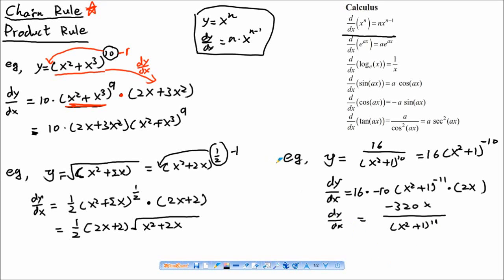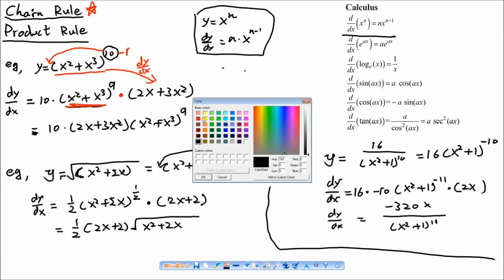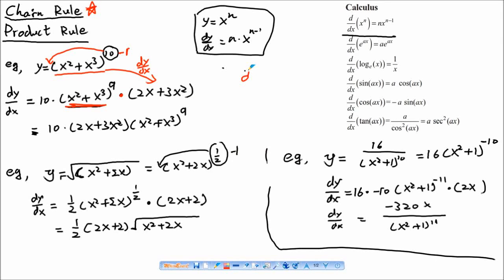Okay, this is basically your chain rule, and in your book your chain rule is written as dy dx equals dy du times du dx, because du can cancel out, so they are the same.